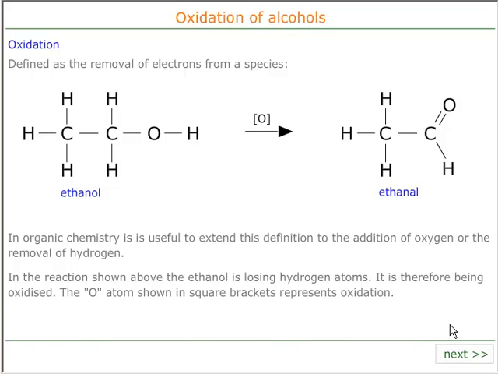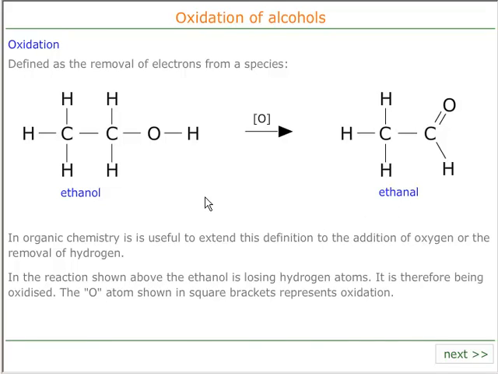Okay, oxidation of alcohols. Oxidation is defined as the removal of electrons from a species. It is difficult to say where the electrons are removed from when we look at an organic molecule, though. This O in square brackets means oxidation, and in this particular reaction we've got ethanol going to ethanal.